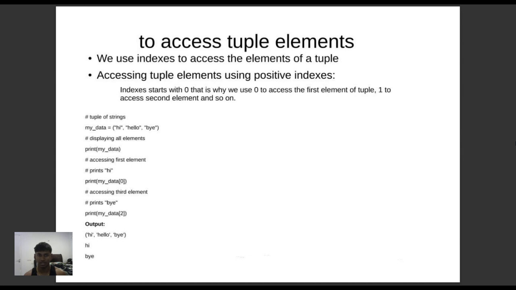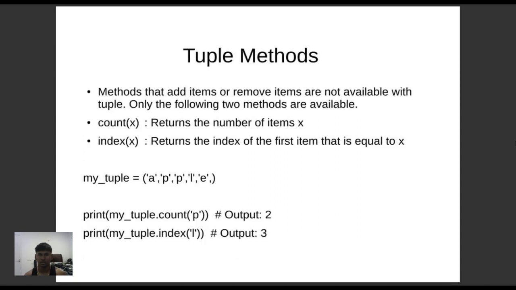To access tuple elements, we use indexes. Accessing tuple elements using positive indexes: indexes start with 0. That is why we use 0 to access the first element of a tuple, 1 to access the second element, and so on. Tuple methods. Methods that add items or remove items are not available with tuple. Only the following two methods are available. Count of x returns the number of items x. Index of x returns the index of the first item that is equal to x, as in the given example below.